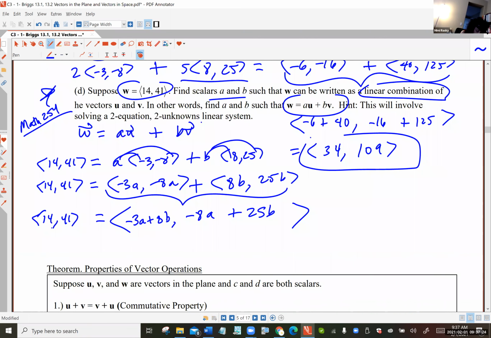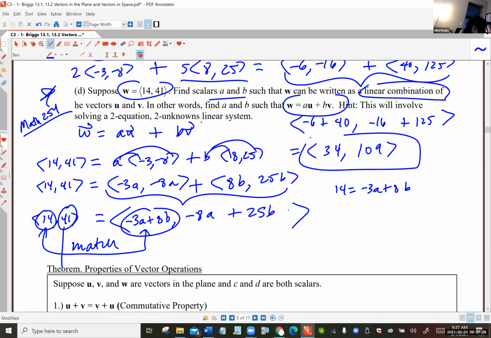What has to occur is these components must match. The X components have to be the same. So I write 14 is equal to -3A plus 8B. And then similarly, the Y components have to match. That's got to be required if we have equal vectors.